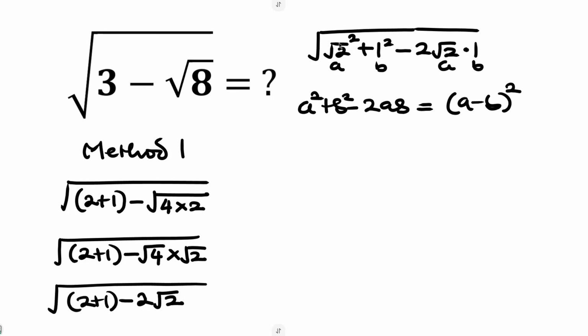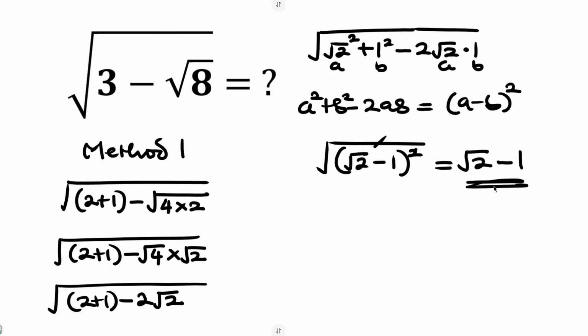Now we're going to be writing what we have inside of this bigger radical in this form. So this becomes the square root of a minus b. What is our a? a is the square root of 2, minus b. b is 1. Raised to power 2. Now notice that this square root and this square cancel out, leaving behind the square root of 2 minus 1 as our final answer. So that is our first method.